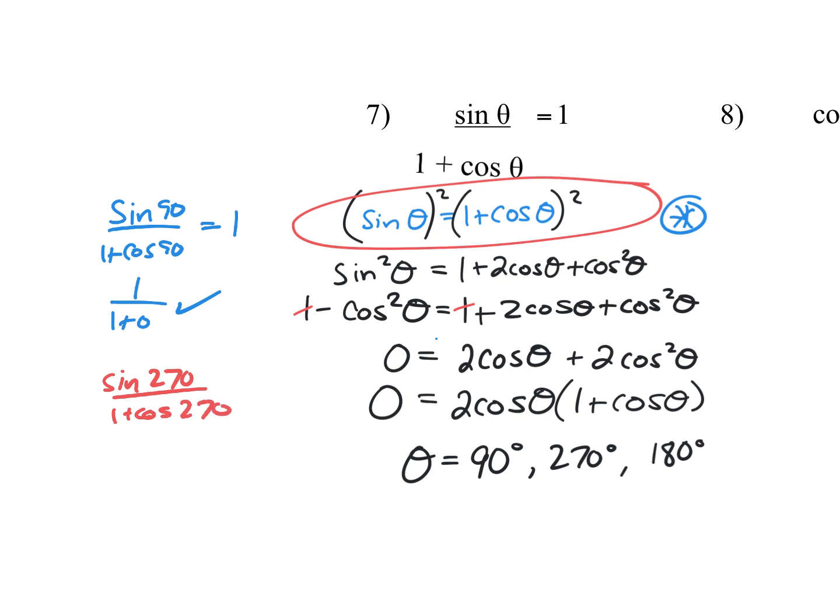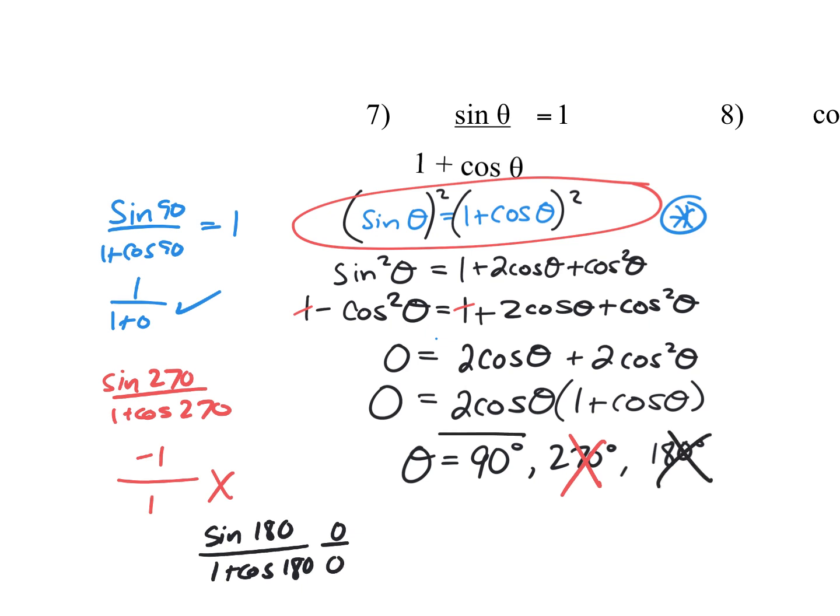Sine of 270 is negative 1. And then our denominator there would become 1 plus 0 or 1. This solution does not work. 270 is extraneous. Finally, our third possibility here, sine of 180 over 1 plus cosine of 180. This would leave us with a numerator of 0, which is definitely not going to be set equal to 1. I believe our denominator would also be 0. So 180 is also an extraneous solution. The only good answer here is 90 degrees.